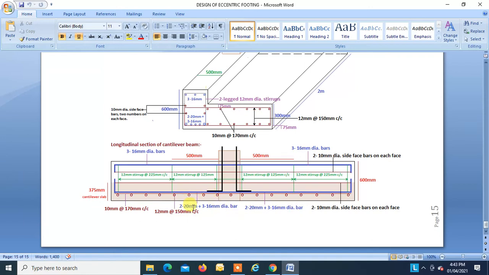Bottom steel is 2 numbers of 20 plus 3 numbers of 16 mm dia bars for this cantilever. At top for this cantilever, 3 numbers of 16 mm dia bars. Okay, so this is how we have shown the longitudinal section and the cross section, right?